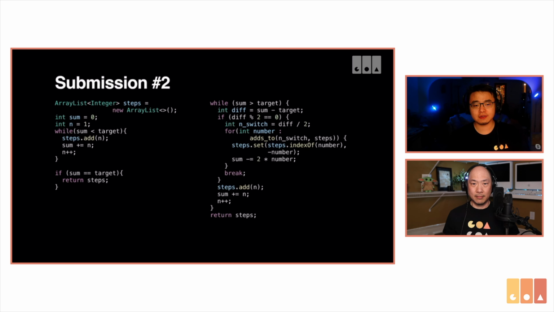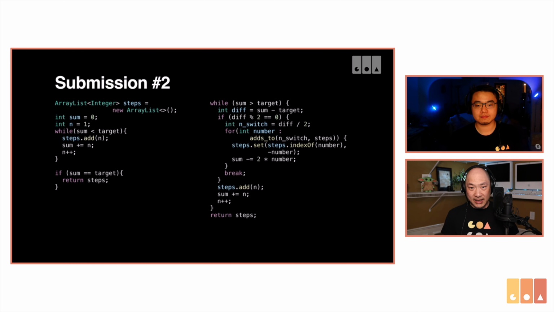So within that if diff modulo 2 block, we see Irene makes an interesting choice to break out the logic of where to flip into a helper function called adds to. We didn't include this because it was just extra code, but breaking it out into a helper function helps keep this main logic nice and easy and clean. After we determine which to flip, we check whether we hit the sum, and then we break out of that.